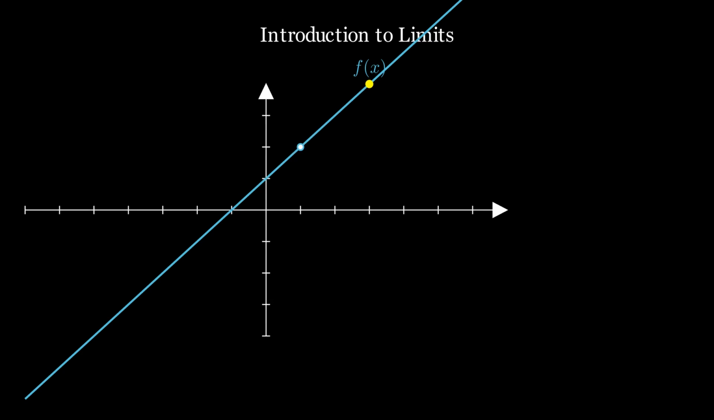Now let's approach from the right side. We'll start our point at x equals 3. As x gets closer to 1 from the right, the y value again gets closer and closer to 2. From both sides, the function approaches a y value of 2. We say the limit as x approaches 1 is 2.